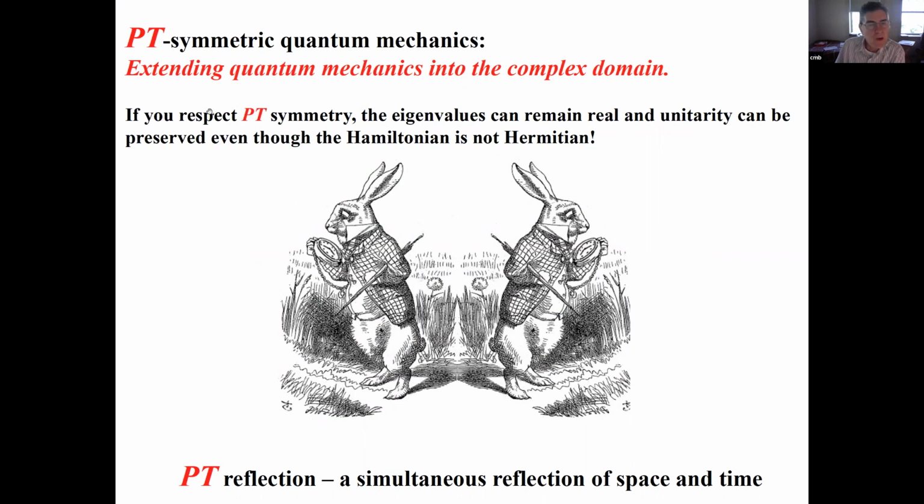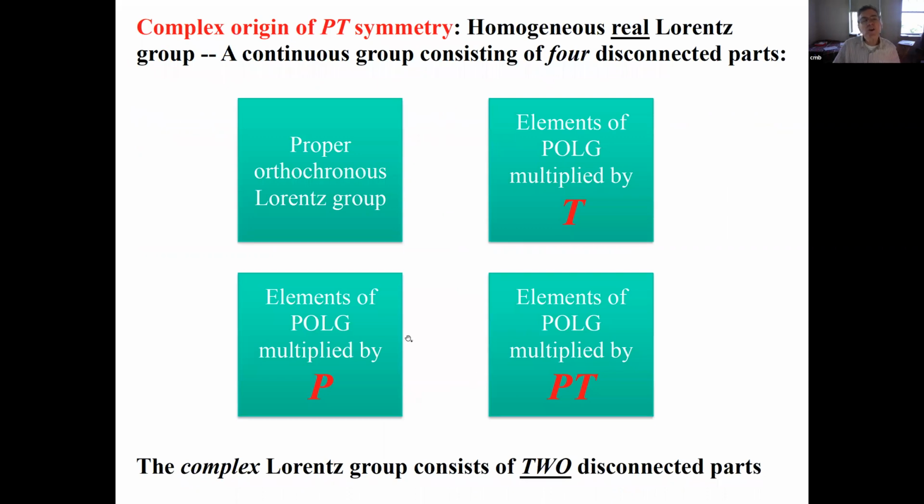A very important point here is that if you respect PT-symmetry, the eigenvalues can remain real and unitarity can be preserved, even though the Hamiltonian is not Hermitian. So here's a picture of a PT reflection, which is a reflection in both space and time. Okay, so we're going to be discussing Hamiltonians that are PT invariant, that is invariant under a simultaneous reflection of space and time, P and T. Okay, so the origin of PT symmetry is kind of straightforward.